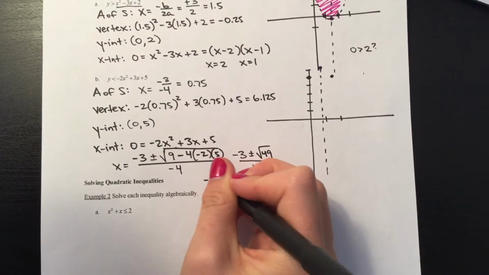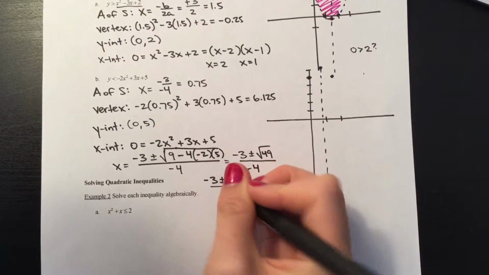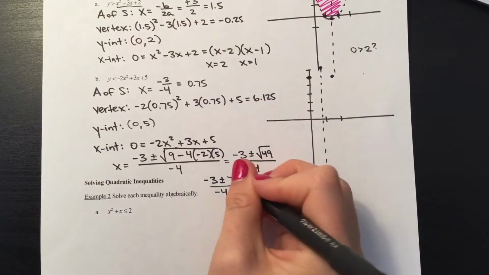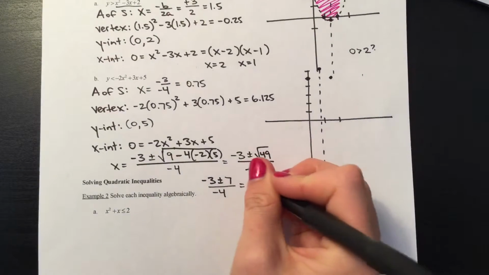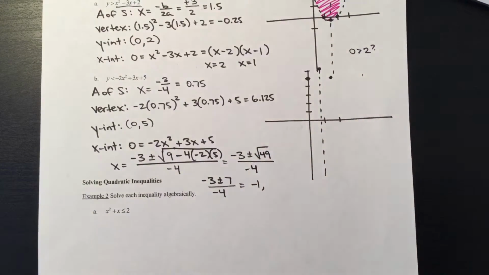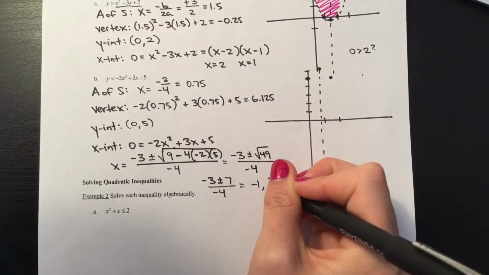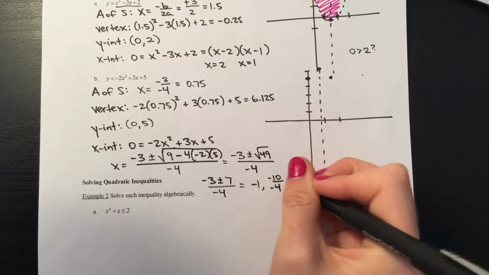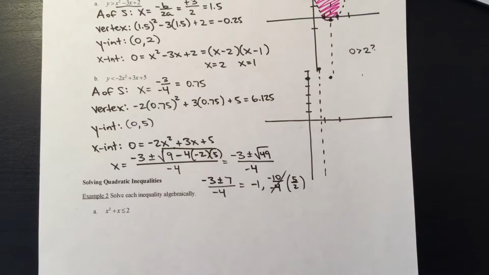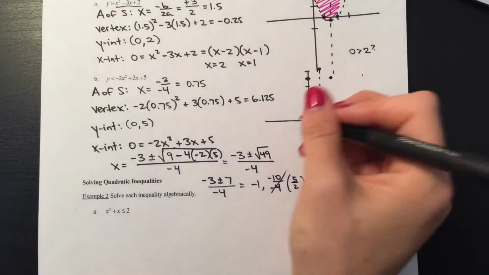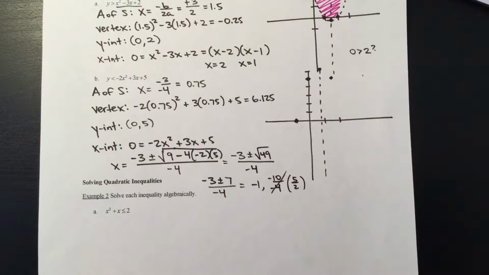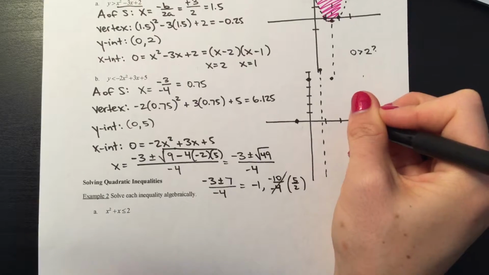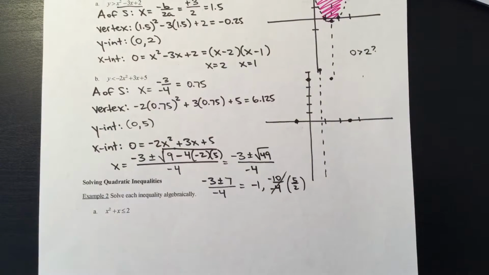So negative 3 plus or minus square root of 49 is 7 over negative 4. So negative 3 plus 7 is 4, divided by negative 4 is negative 1. And negative 3 minus 7 is negative 10. Negative 10 over negative 4 is 5/2, if I reduce that down. So x-intercepts happen at negative 1, which is right here, and then 5/2, that's 2.5. So right about there. All right, so let's connect the dots.